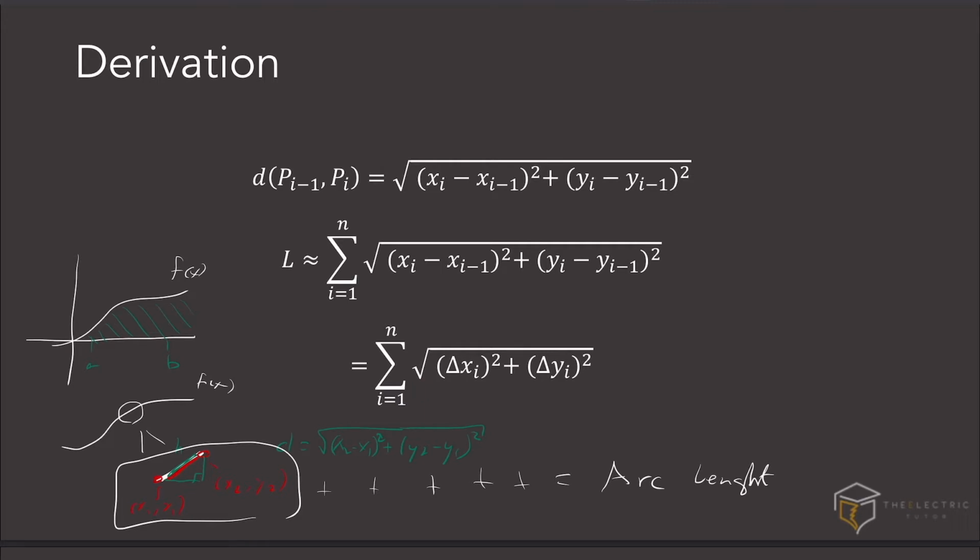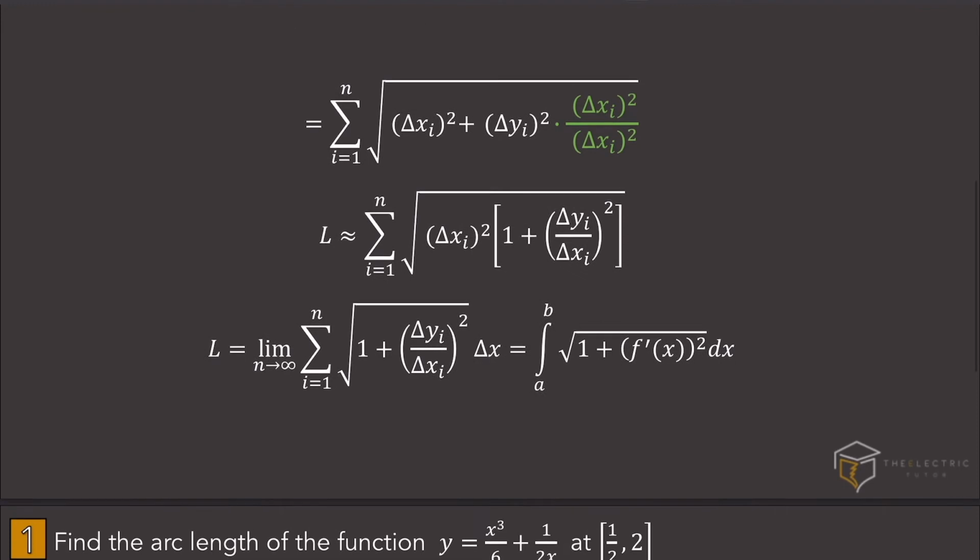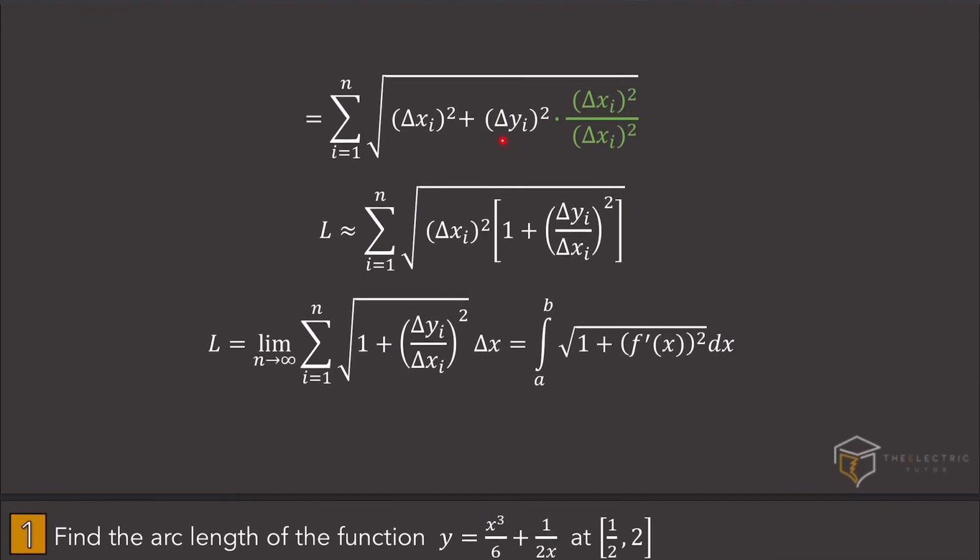Because we're in Calc 2, we're obviously going to apply a limit eventually, but we need a differential on the outside. So I'm going to try to take this delta x to the outside, and this is how I do it. It's not hard. We multiply the delta y by 1, in this case, delta x squared over delta x squared. What this does is we can then factor out these delta x's, right? And then we're left with this. And then this cancels out. We can move that to the outside.